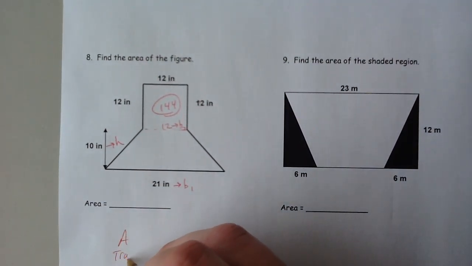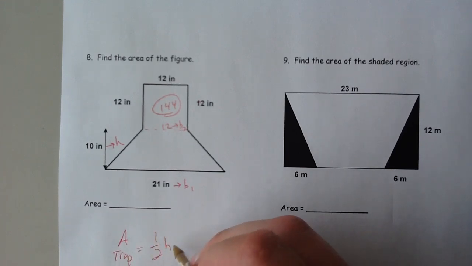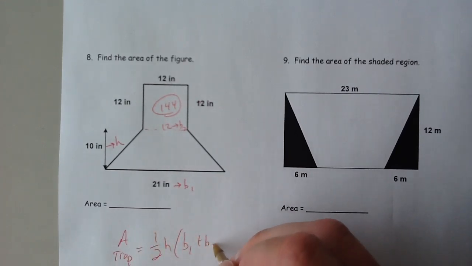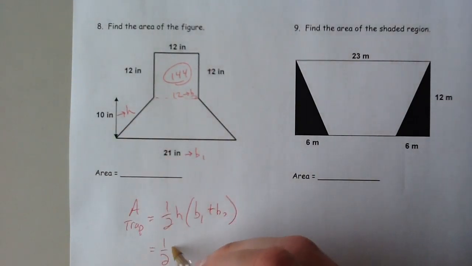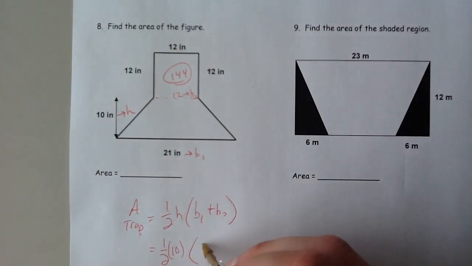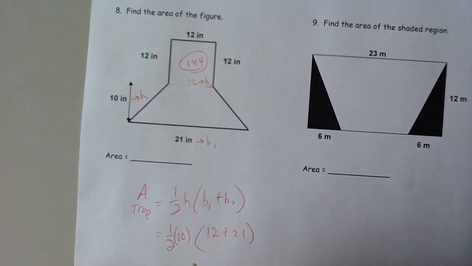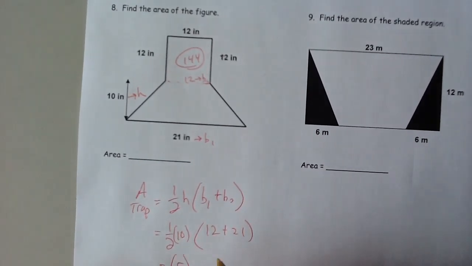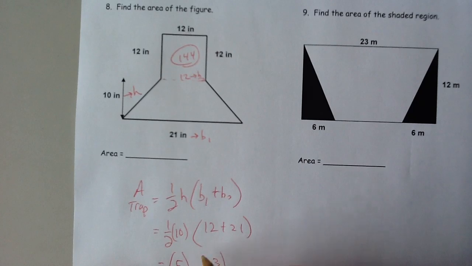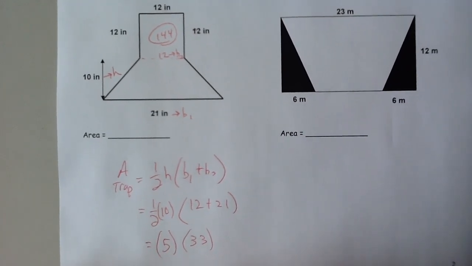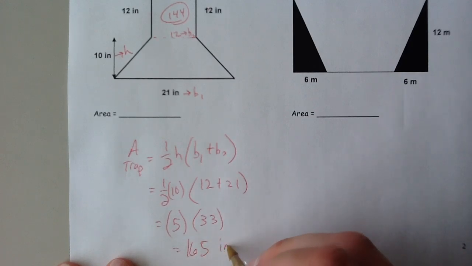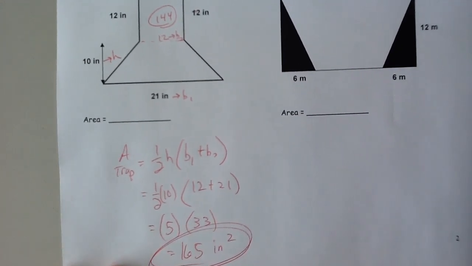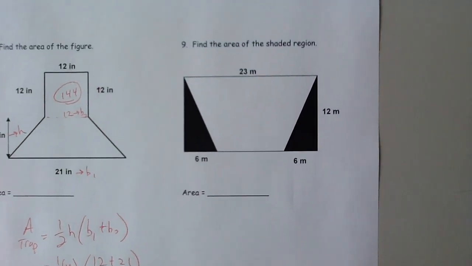Now remember, the area of the trapezoid is 1/2 of the height times the sum of the bases. Okay, so 1/2 times the height of 10 times the sum of the bases, so 12 plus 21. 1/2 of 10 is 5, and if you add the bases together, you will get 33. And 5 times 33 is 165, and this is square inches. 165 square inches.